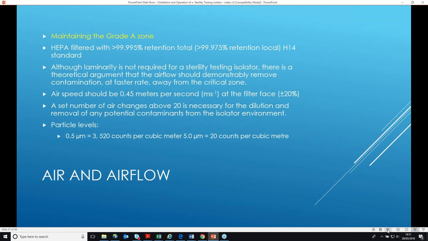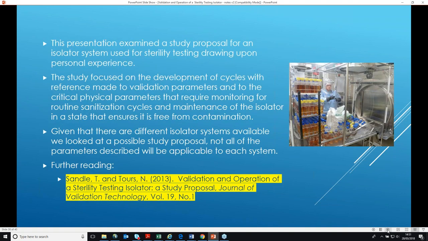Okay, so we're drawing this presentation to an end. What we've looked at is a definition of isolators, and some of the key things to consider. So the study is focused on the development of isolator cycles, and reference has been made to validation parameters and to critical physical parameters that require monitoring for routine sanitization cycles. So we've seen how validation and development link to routine operation.